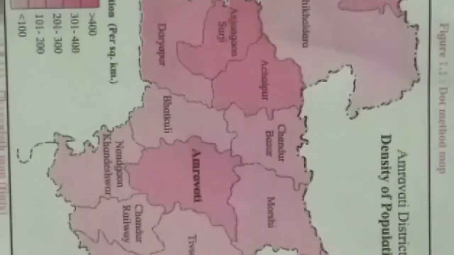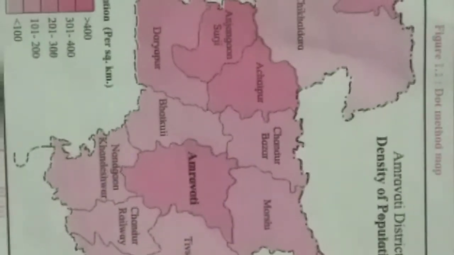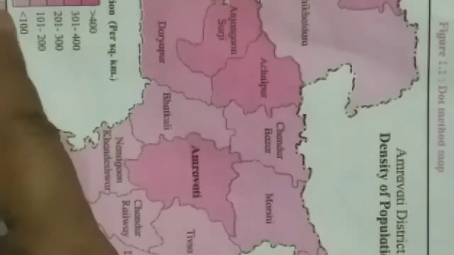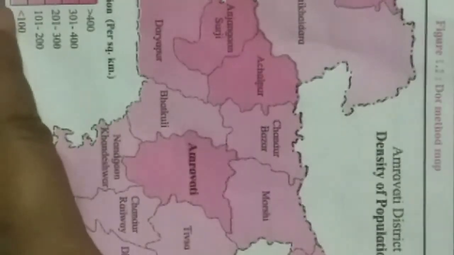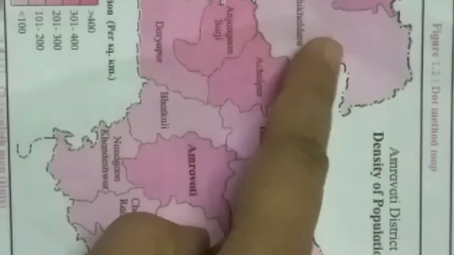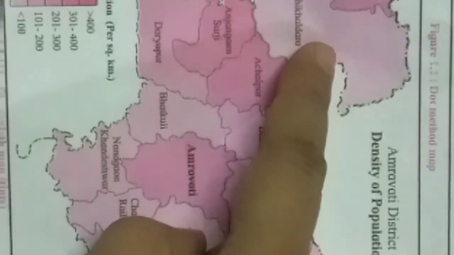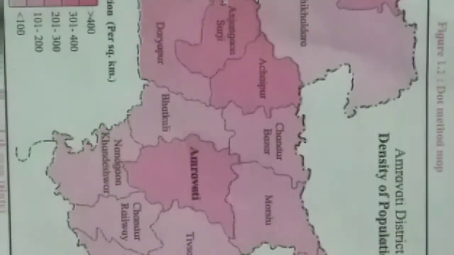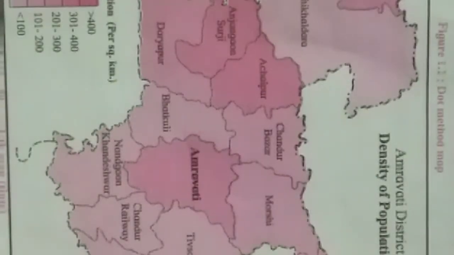Now the next and last question is, which taluka has a population density of less than 100 persons per square kilometer? So we are going to see here, so this is 100 here. That same color I am getting here, I can see here. So this is the answer. So that is Chikaldhara. So you can say Chikaldhara has a population density of less than 100 persons per square kilometer.